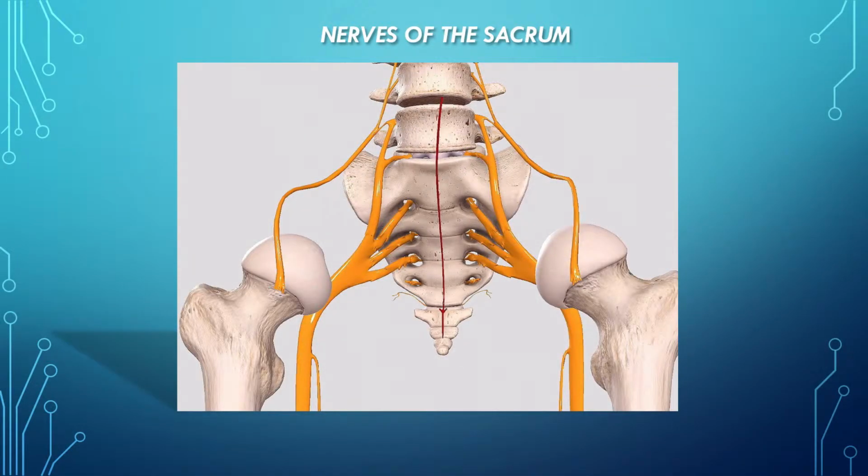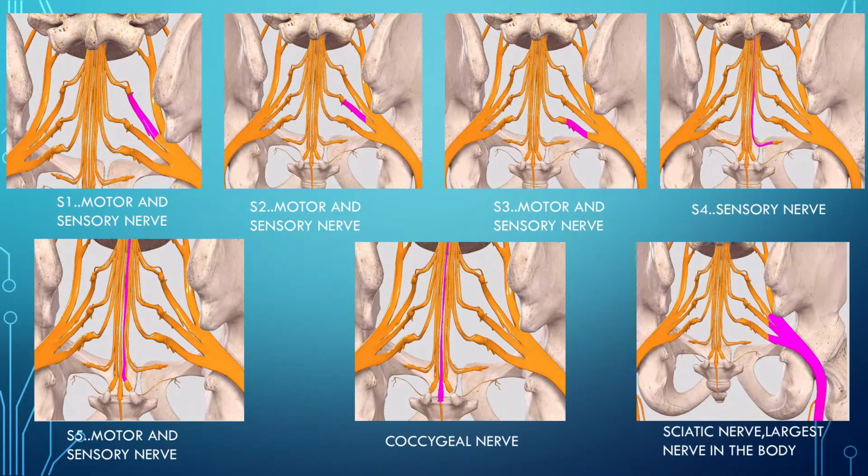Here we have some illustrations of the nerves of the sacrum with the actual bone of the sacrum being removed. We have coloured in purple the appropriate nerve with the number associated. From S1, S2, S3, S4, S5, the coccygeal and the sciatic nerve, the largest nerve in the body.